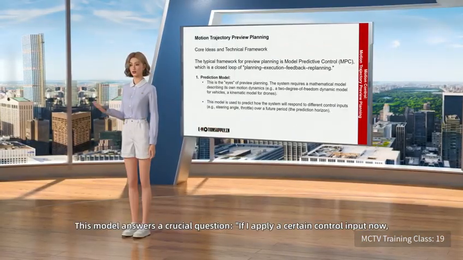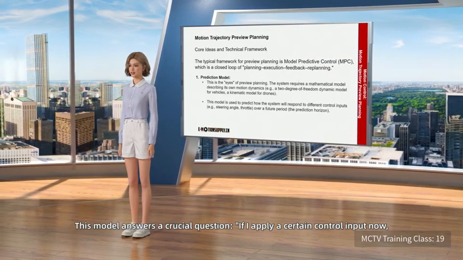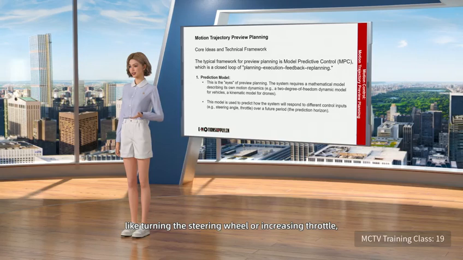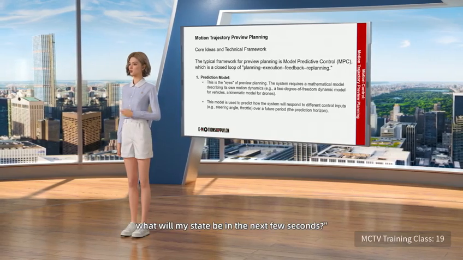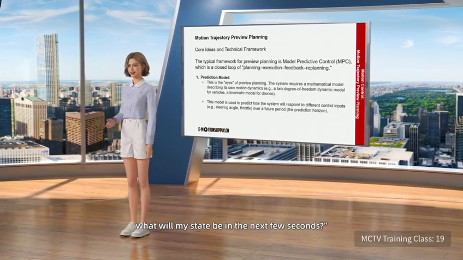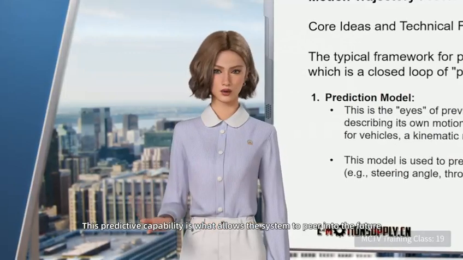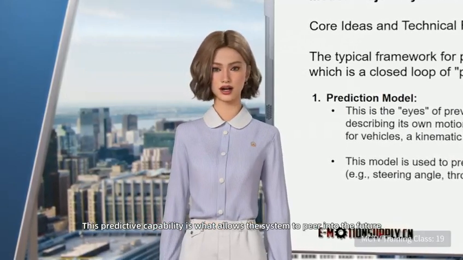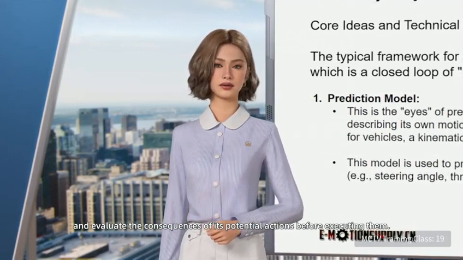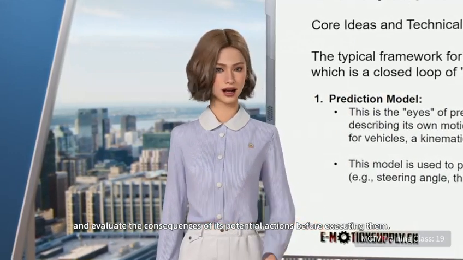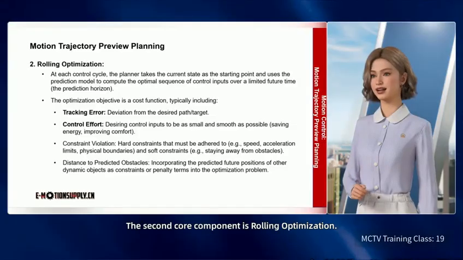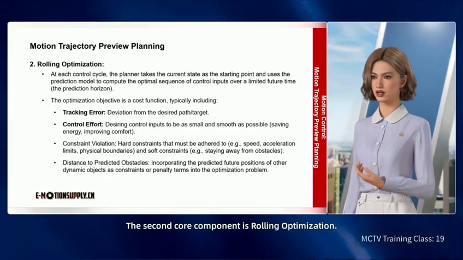This model answers a crucial question. If I apply a certain control input now, like turning the steering wheel or increasing throttle, what will my state be in the next few seconds? This predictive capability is what allows the system to peer into the future and evaluate the consequences of its potential actions before executing them. The second core component is rolling optimization.